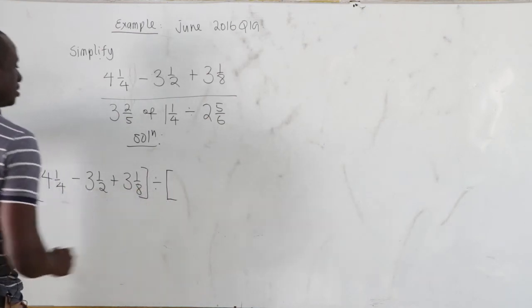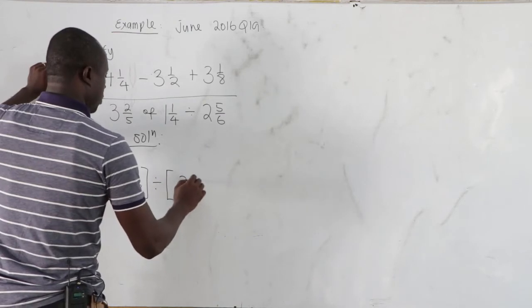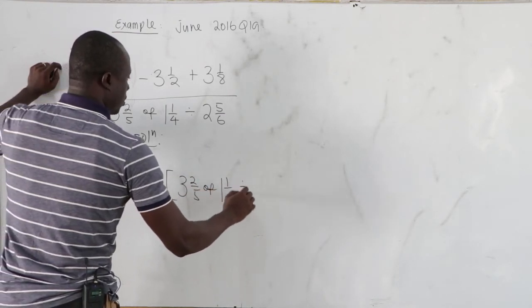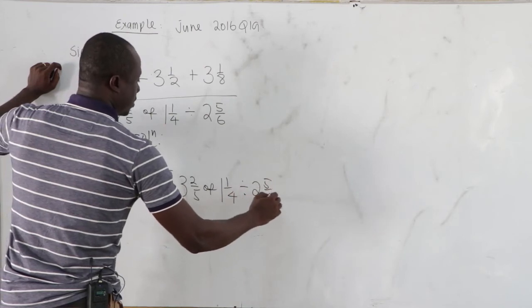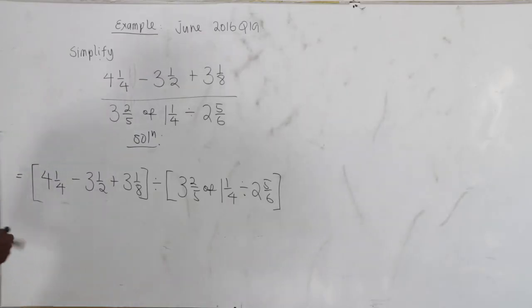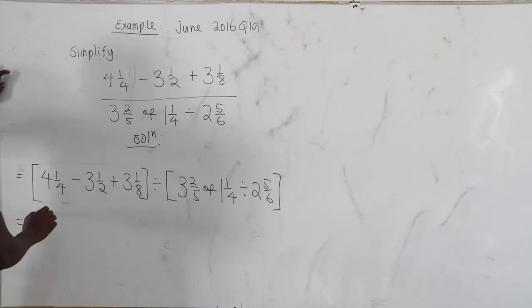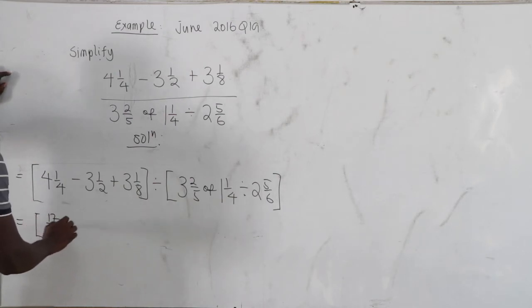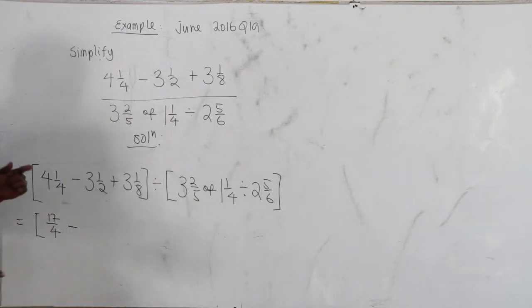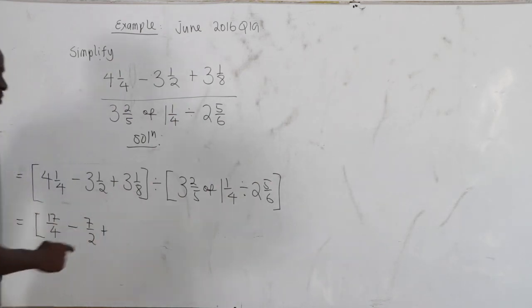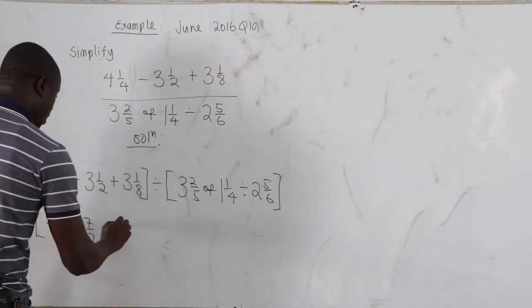Divided by, now let's see the denominator. We have 3 whole number 2 over 5, of 1 whole number 1 over 4, divided by 2 whole number 5 over 6. We have to change the mixed fractions to improper fractions. 4 times 4, that is 16, plus 1, so that will give us 17 over 4. Minus 2 times 3, that is 6, plus 1, 7 over 2. 8 times 3, that is 24, plus 1, so that will be 25 over 8.